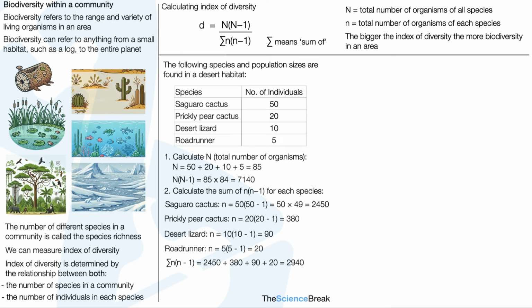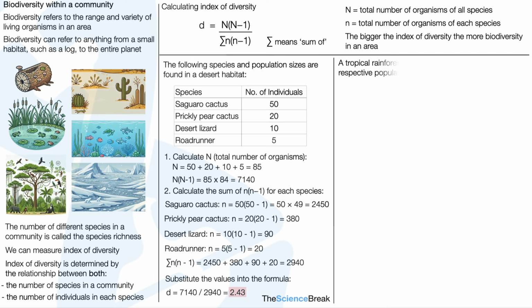We add all of those together, and that gives us a total of 2,940. We can then substitute into the formula, and that would be 7140 from part 1 divided by 2940 from part 2, and that gives us an index of diversity of 2.43. There are no units.